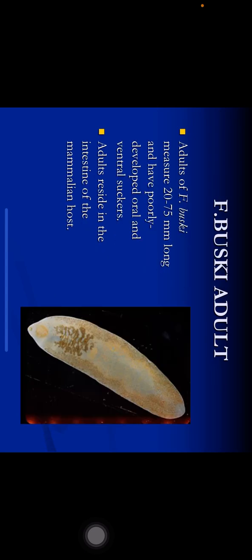Fasciolopsis buski adult worms. Adults of Fasciolopsis buski measure about 20 to 75 mm long and have poorly developed oral and ventral suckers. The adults reside in the intestine of the mammalian host.